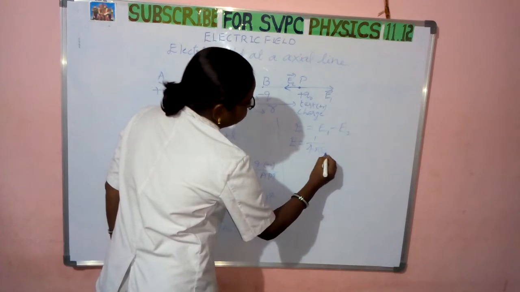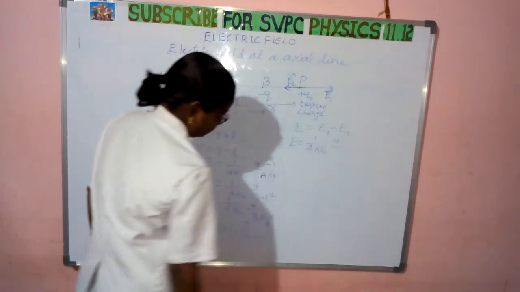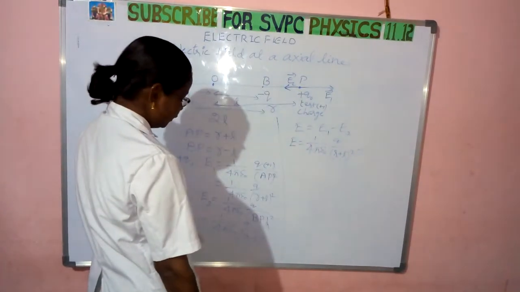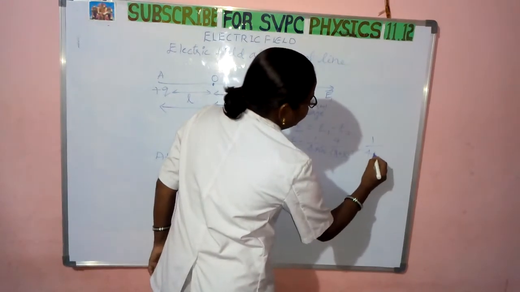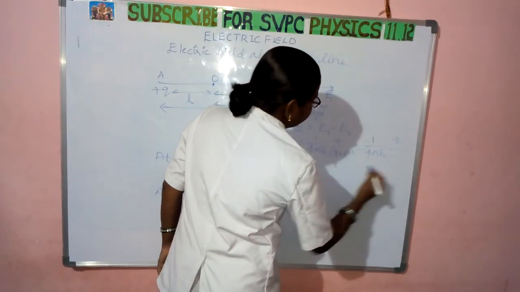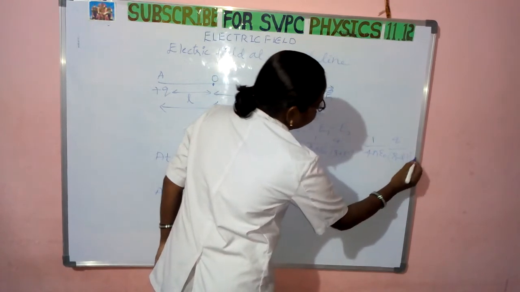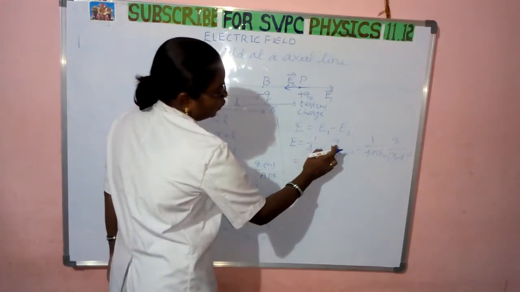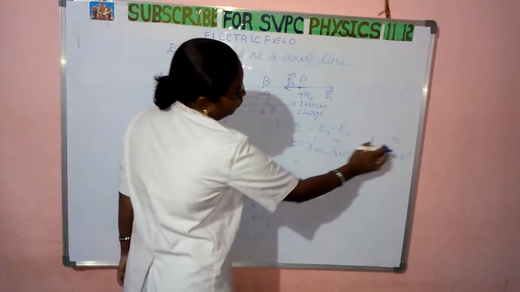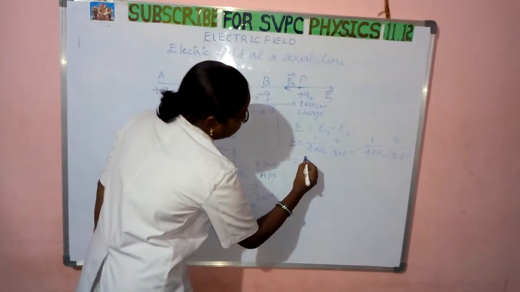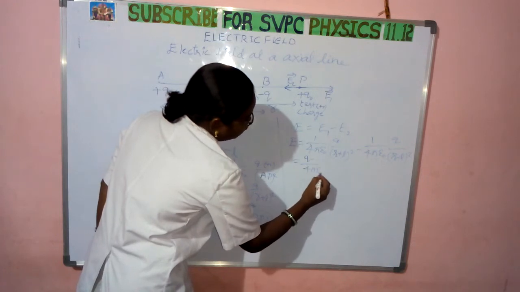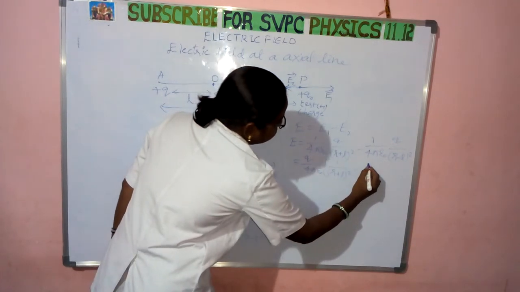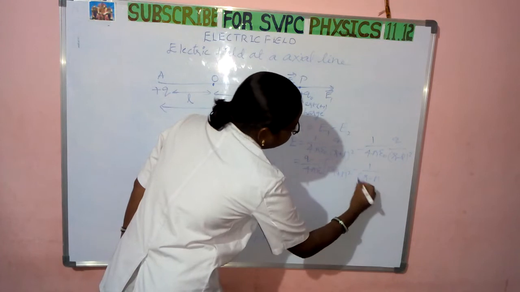E1 value is how much? 1 by 4 pi epsilon naught Q by (R plus L) whole square, minus E2 value, which is 1 by 4 pi epsilon naught Q divided by (R minus L) whole square. Now take Q and 1 by 4 pi epsilon naught common from this equation. Take Q divided by 4 pi epsilon naught outside. What is remaining? 1 divided by (R plus L) whole square minus 1 divided by (R minus L) whole square.